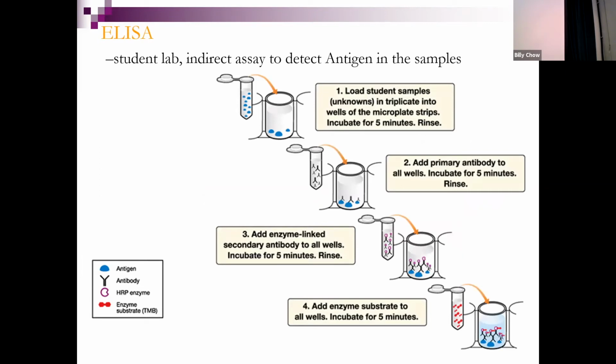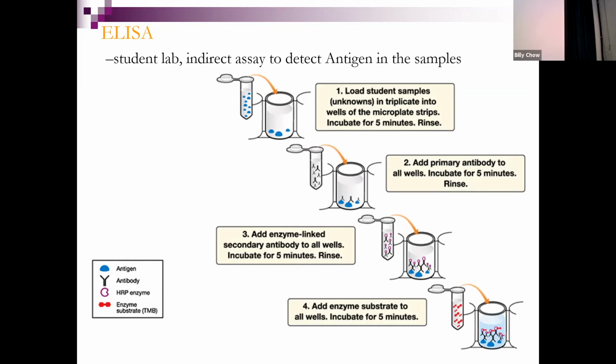So in the student lab, we will use the indirect assay for the detection of antigen in the sample. So again, I'll give you some antigen, you mix it with your friends a couple of times. And then this is the ELISA plate. And then you will coat the antigens onto the plate. And then you use the primary antibody for detection of the antigens. And then you use the secondary antibody for detection of the primary antibody, FC region of the primary antibody.